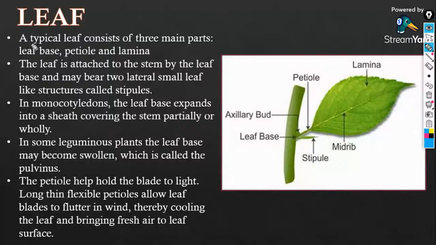So, now we are going to discuss the structure of a leaf. The typical structure of a leaf consists of a leaf base, a petiole, and a lamina. The stalk of a leaf, you will call the petiole. The green leafy area, you will call the lamina. The portion from where the leaf is arising, you will call the leaf base.